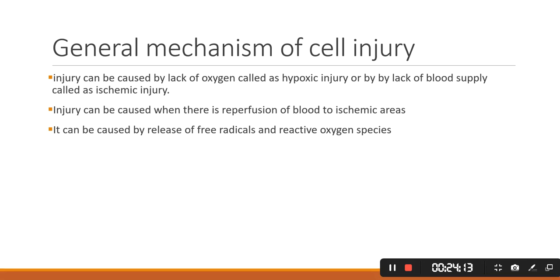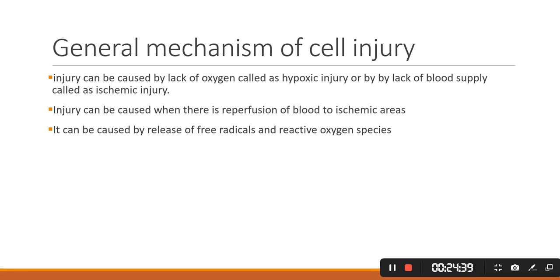Now what are the mechanisms of cell injury? Injury can be caused either by a lack of oxygen, that is called hypoxic injury, or by a lack of blood supply, that is called ischemic injury. You know the commonest example of ischemia, right? The myocardial infarction, heart attack, that's an ischemic injury to the muscles of our heart. Hypoxic injury happens when there is less oxygen.